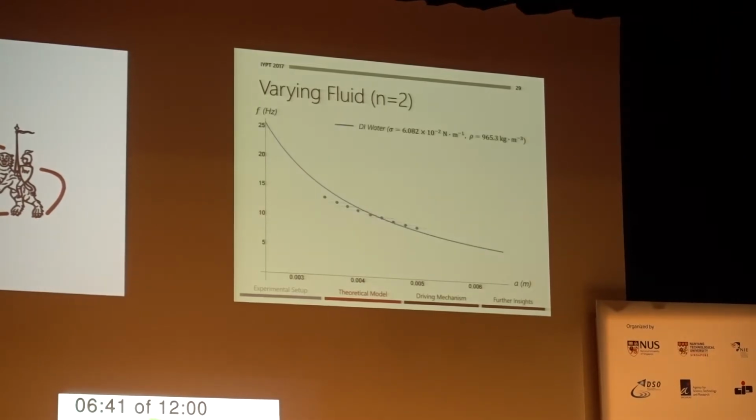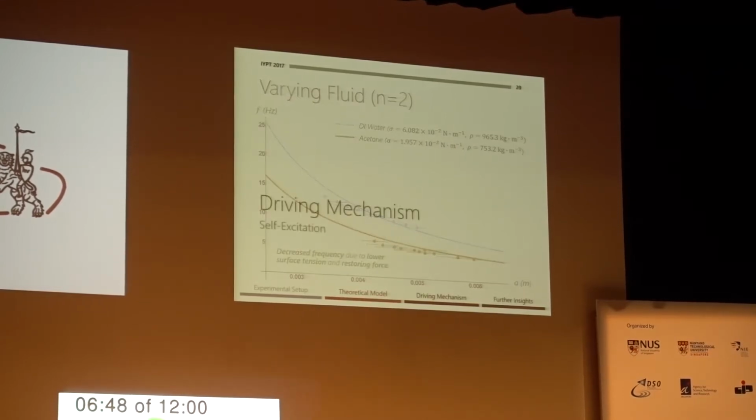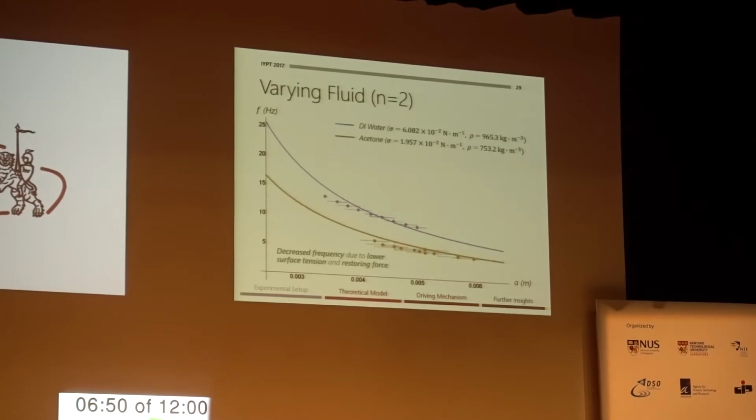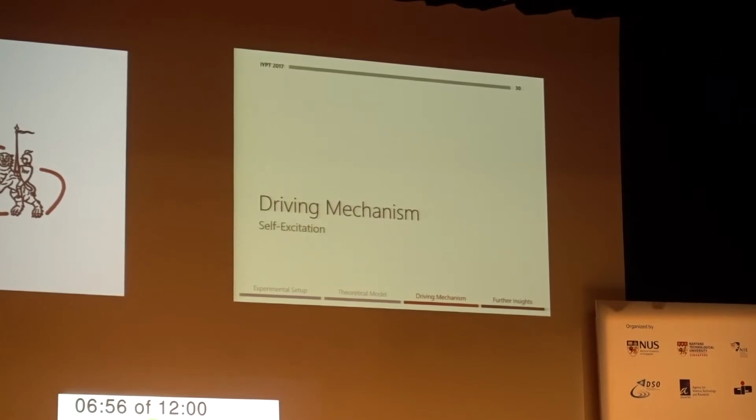Lastly, we also carried out experiments using acetone, which has a lower value of surface tension. Our theory predicts a decreased frequency due to a decreased restoring force, and we can see a good agreement in our experiments. Now, we will look at how the oscillation begins.